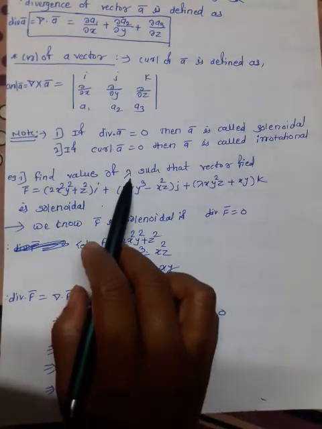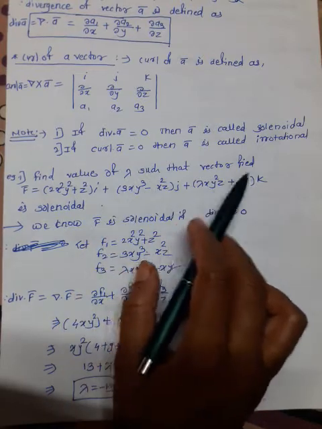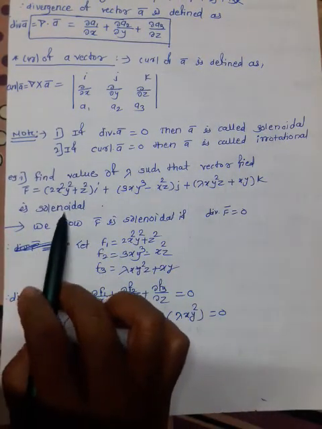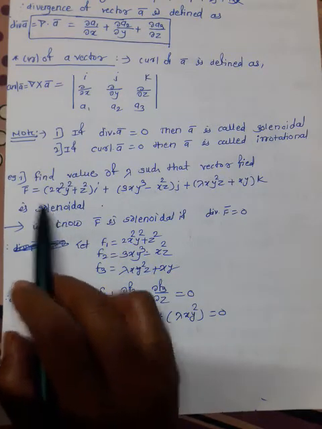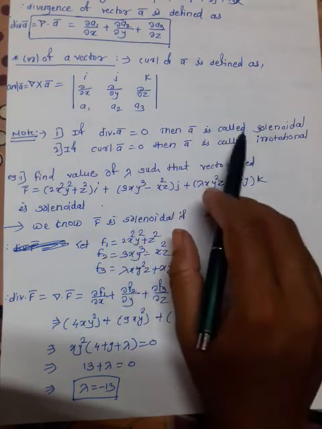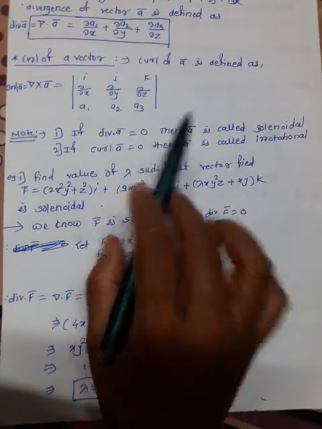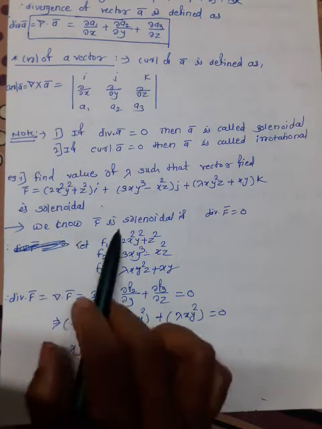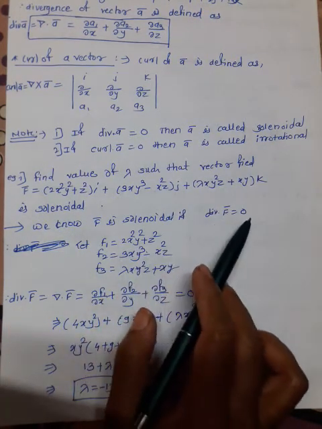Find values of lambda. We have to find out the lambda value such that the vector field, this is f bar, is solenoidal. Now we have to know when the vector is solenoidal. This is the theory: a vector is solenoidal if its divergence is 0. Therefore, we have to first find the divergence of f bar. We know f bar is solenoidal if divergence of f bar is equal to 0.